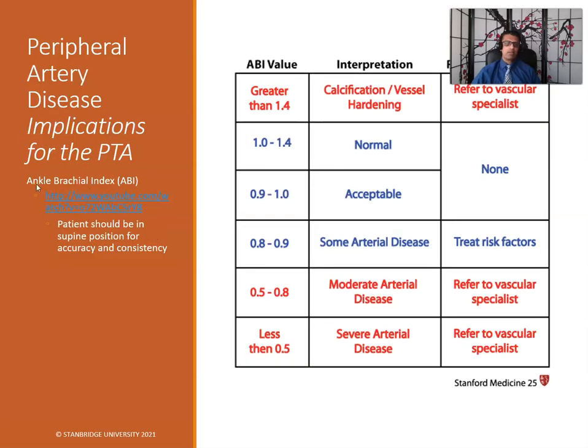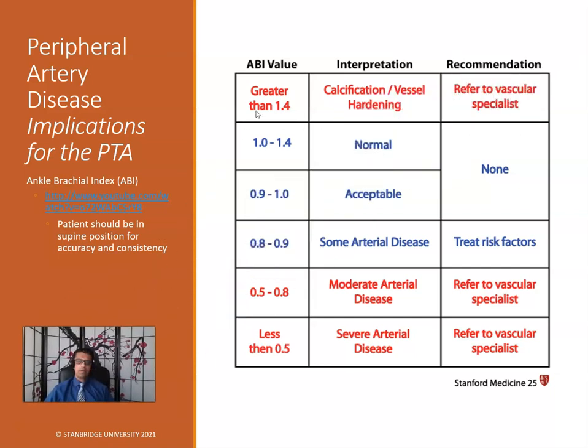So here is the ankle brachial index, and I'll show you this video in class. Patients should be in supine position for accuracy and consistency. So if we look at this, I'll move this down here. If their ABI, which is their ankle brachial index, is greater than 1.4, they could have a calcification or vessel hardening, and we would need to refer to the vascular specialist.